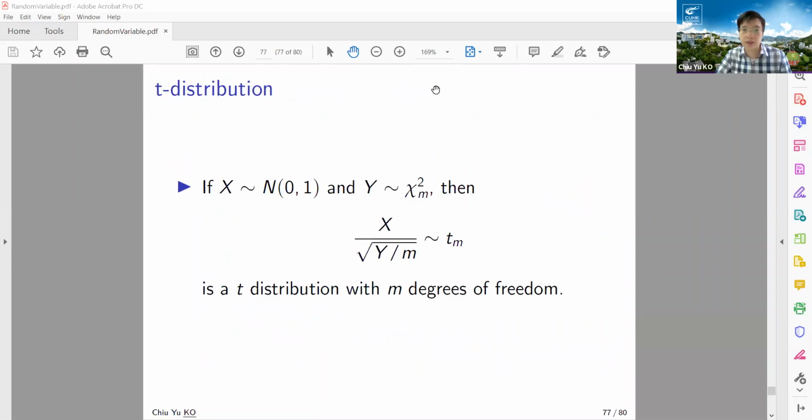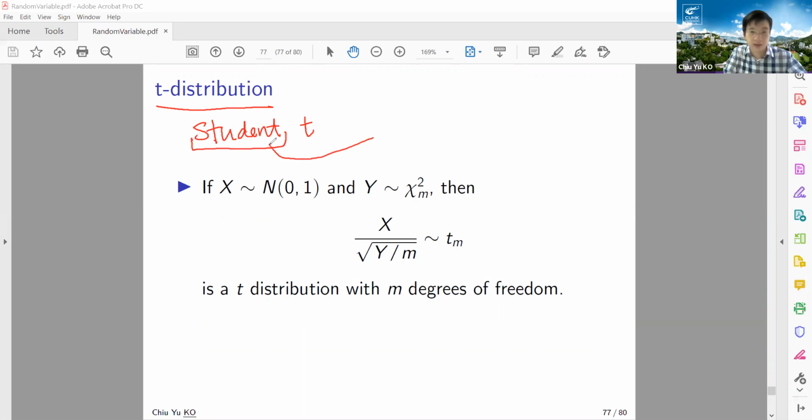And T, this is called Student's t. Sometimes you see it in textbooks. It's not invented by a student, but by someone who wrote under a pen name called Student.